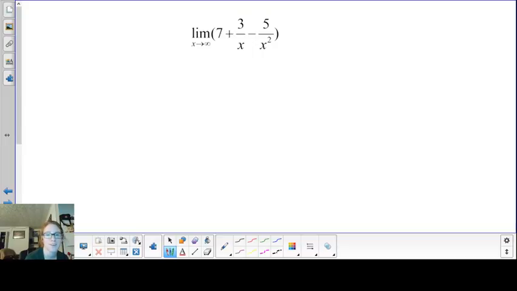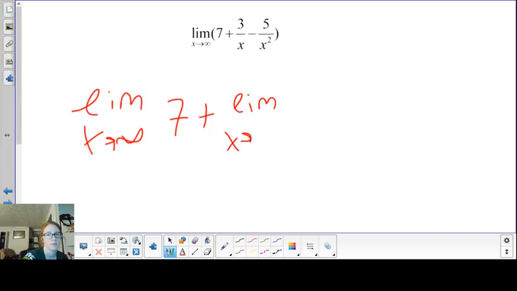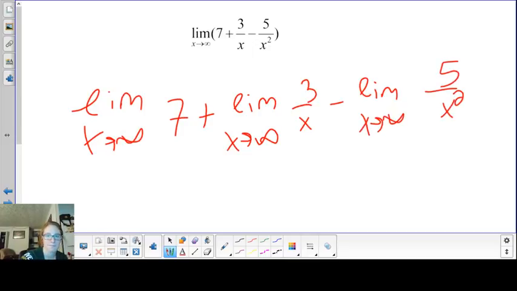Next one. Same kind of idea, taking the limit of each piece. The limit of a constant is still going to be that constant, so 7. Again, plugging infinity in here is going to make it go to 0, and again, plugging it in here is going to make it go to 0. So my answer is just a good old 7.